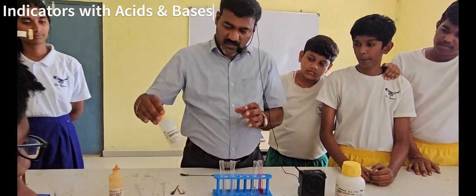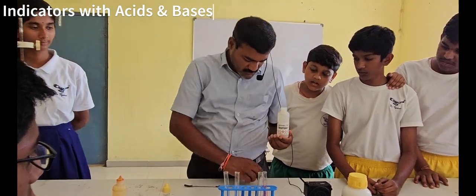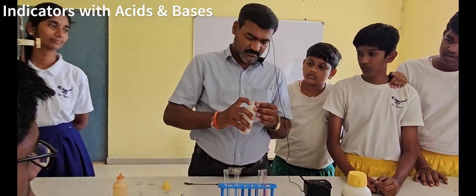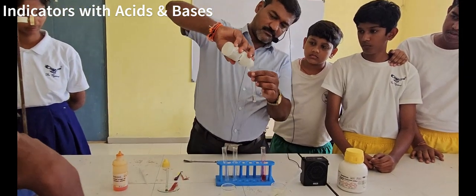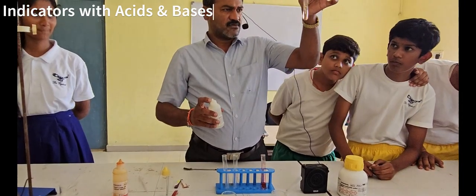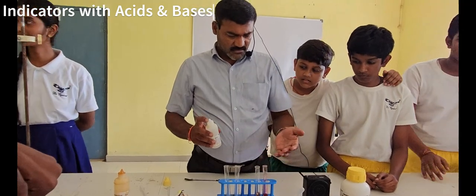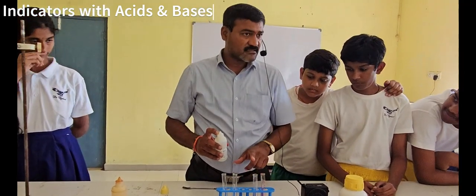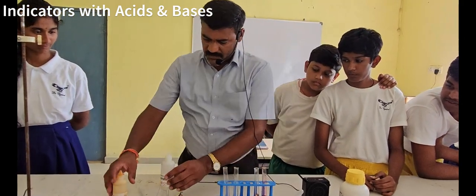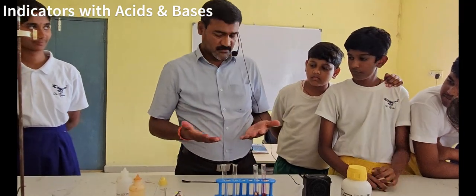But the same acid, what color will you expect with phenolphthalein? Colorless. It is colorless. Can you see any color? No. No color. This is acid, hydrochloric acid. Okay. Now, both are acid only.